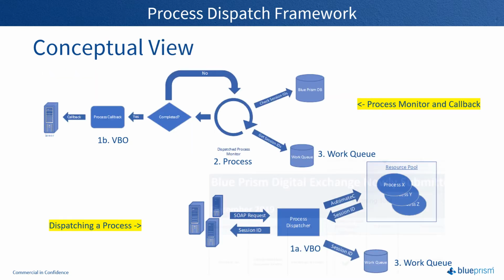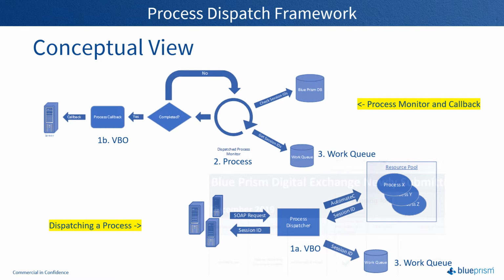This graphics provides a high-level conceptual view of how the framework functions. The bottom part of the graphics shows the dispatcher event. The Process Dispatcher VBO is invoked via a SOAP request, which in turn triggers the process execution using Automate C. Automate C is a command line utility included with Blue Prism. This command triggers the process and returns the session ID, which is added by the framework onto the dispatched processes work queue.